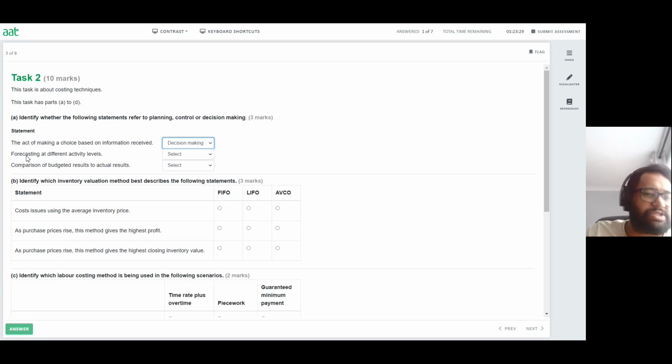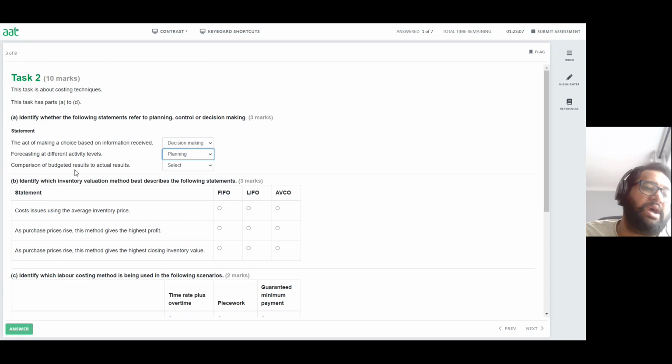For example, a supervisor will only be able to supervise 20 staff. What if I have to employ 30 staff? Can that supervisor supervise those extra people, or do I have to employ another one to supervise the excess? Therefore, this is what we call planning. So this is what we're going to do by planning a forecast at different activity levels.